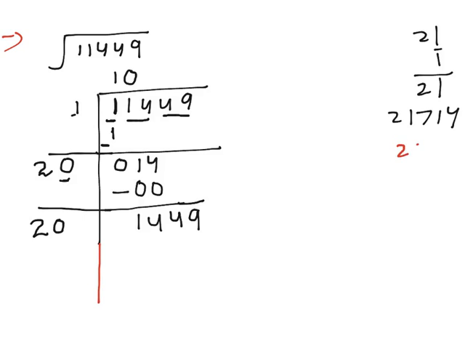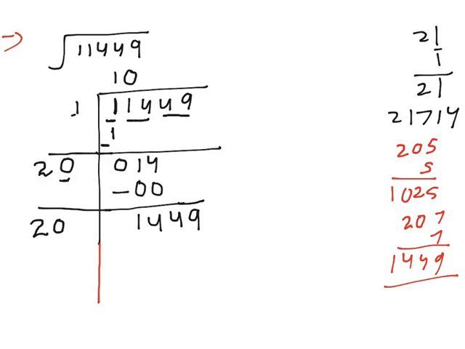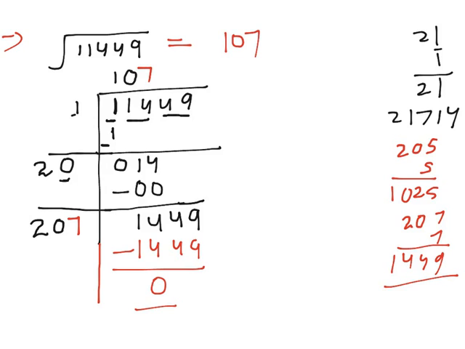So let's start with 5. It will give us 1025. So we can take another number. If we go with 7, it will give us 1449. That is our required number. So we will copy 7 over here, 7 over here. 207 times 7 will give us 1449, and the remainder will be 0. So in that case, the square root of 11449 comes as 107.